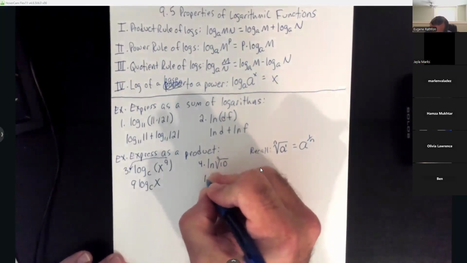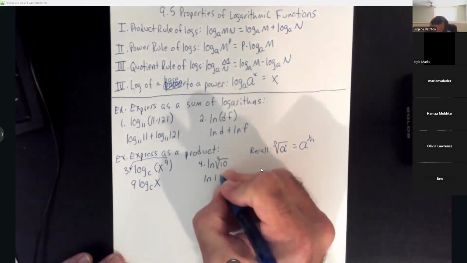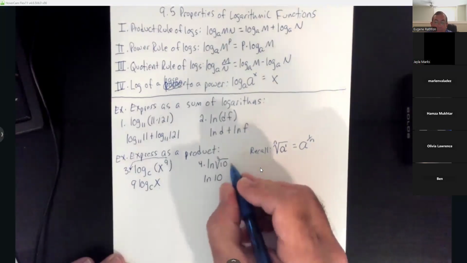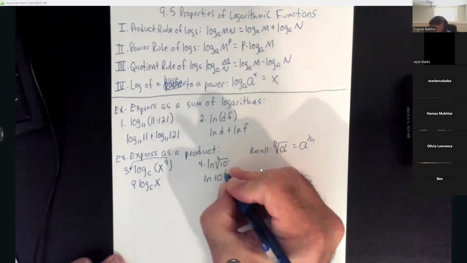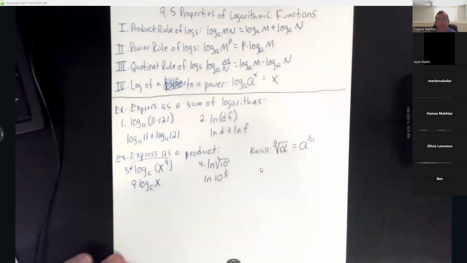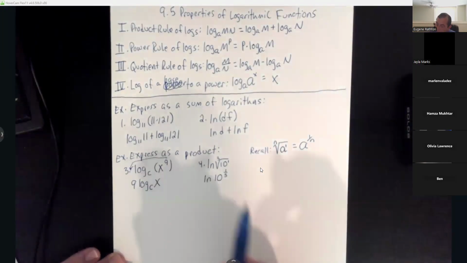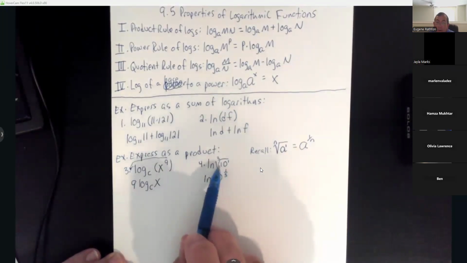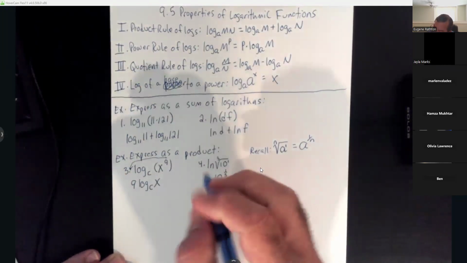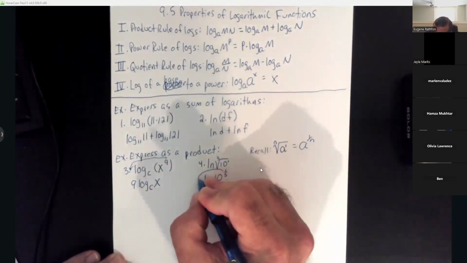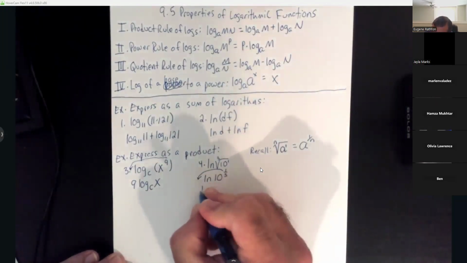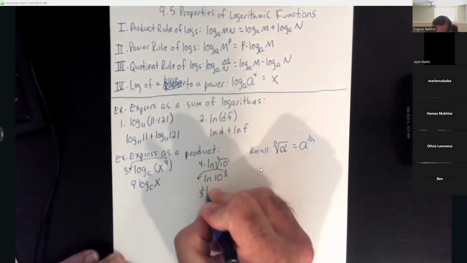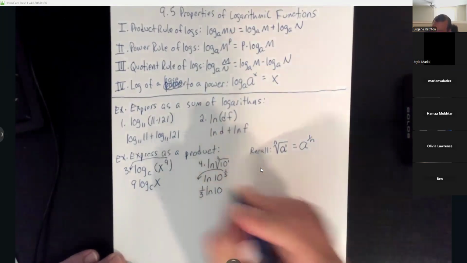So bring down that ln. And this will be 10. Remember, it doesn't have an exponent by it, so we'll treat it like a 1. So this gives me ln of 10 to the 1/3. So we haven't done this as a product yet. All we did was turn the radical into a fractional exponent. Now that I got an exponent, I'm going to bring that down to the front and rewrite it as a product. 1/3 times the ln of 10.